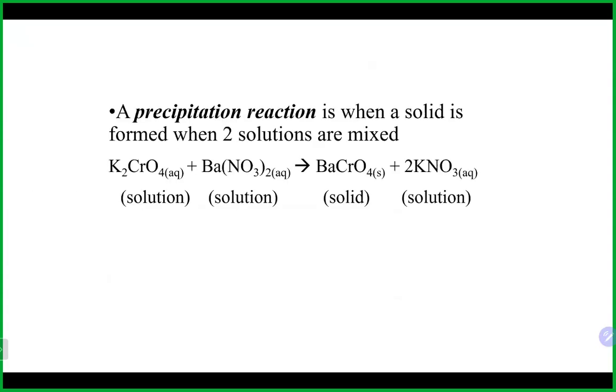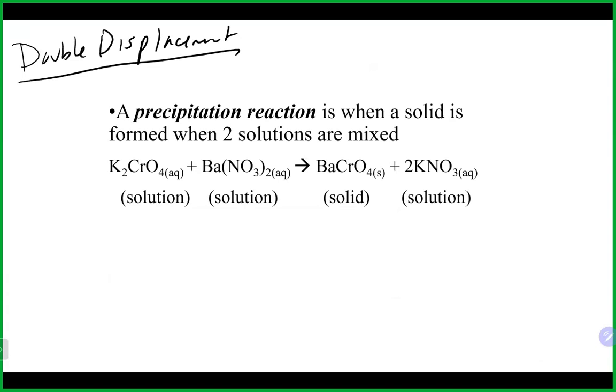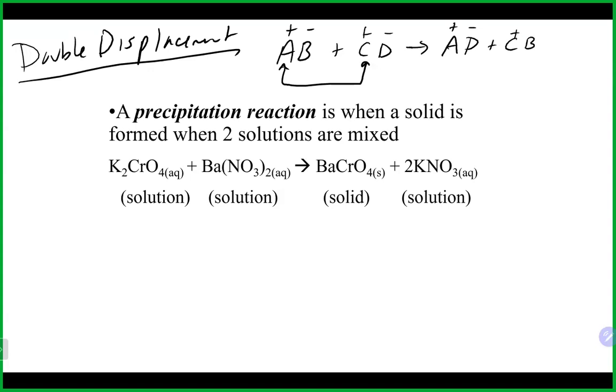Now, a precipitation reaction is a specific classification of a double displacement reaction. So this one is not a redox reaction. There is no electrons being transferred here. This is a double displacement reaction. And you always know when you have this set up, like I said earlier, an ionic compound, positive, negative, 100% of the time, they're just going to switch partners on the other side. And you'll get A and D and C and B here.